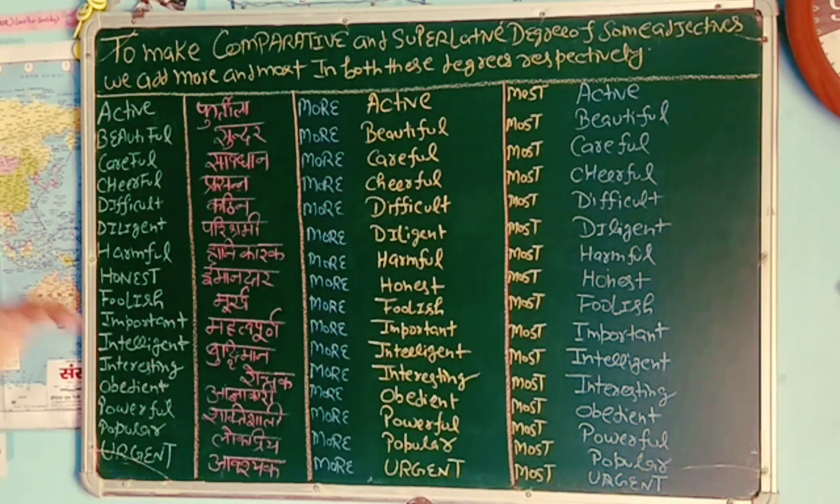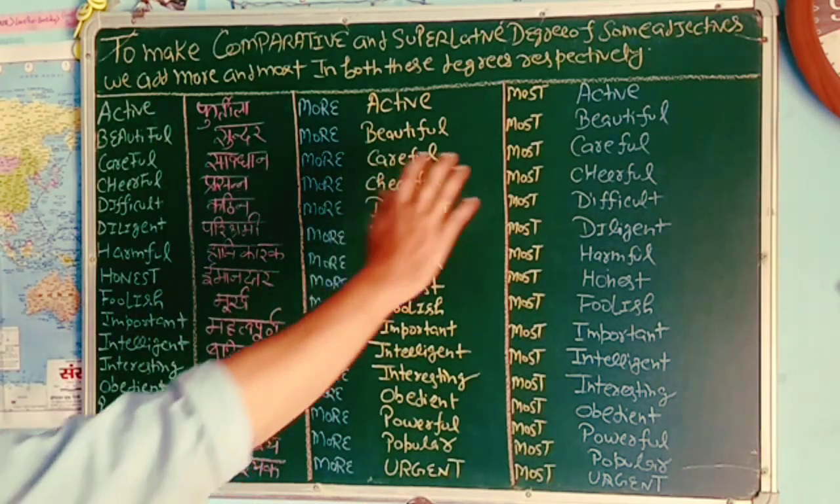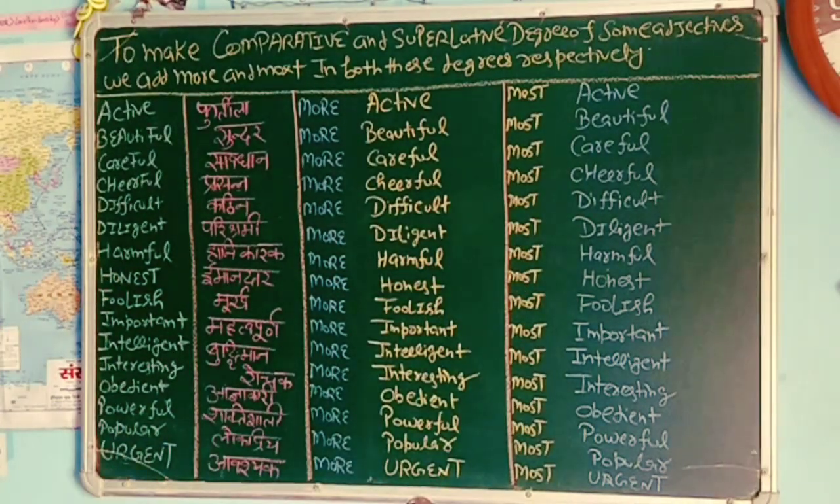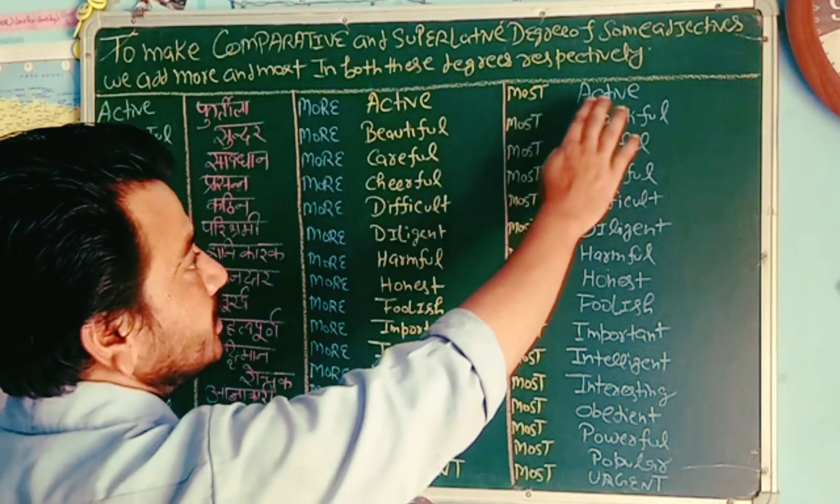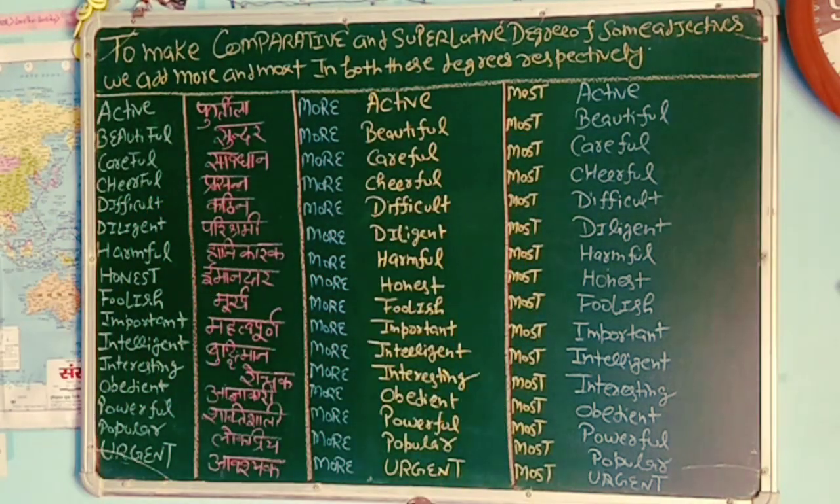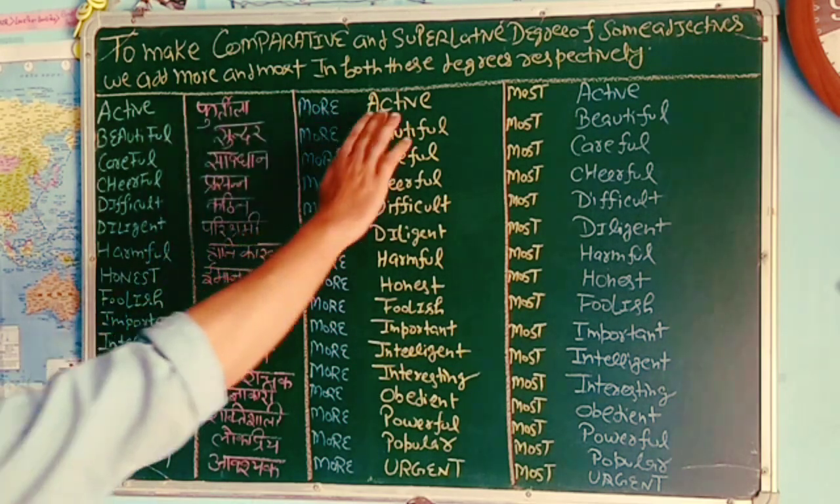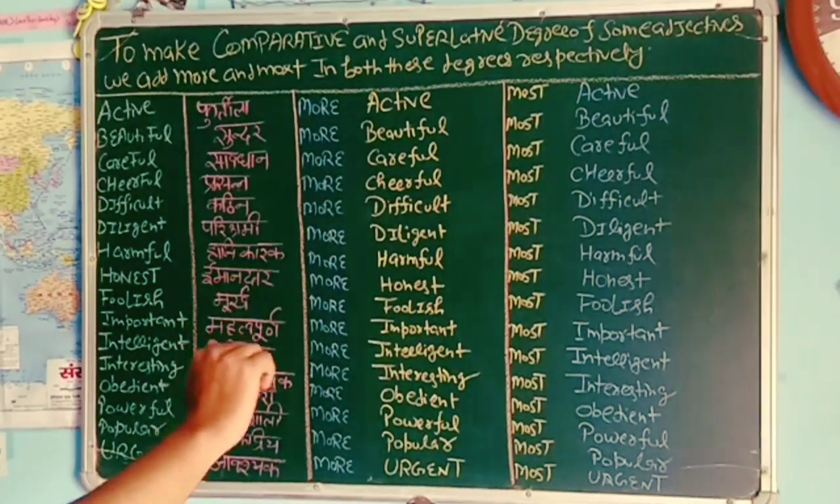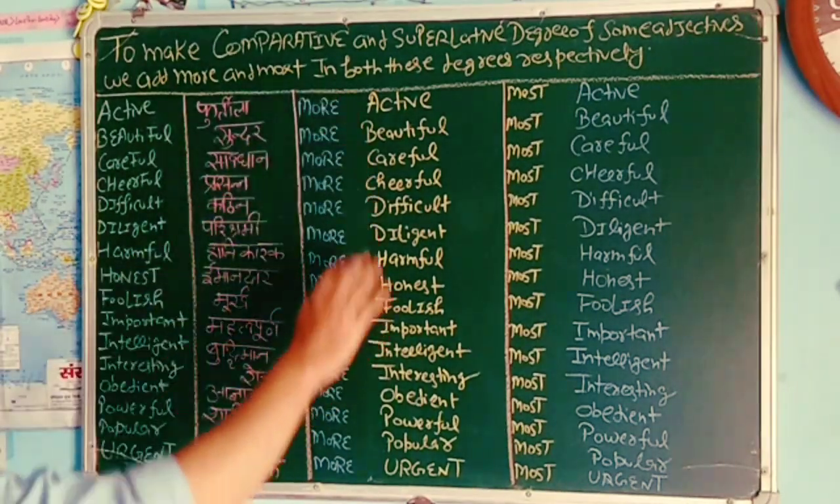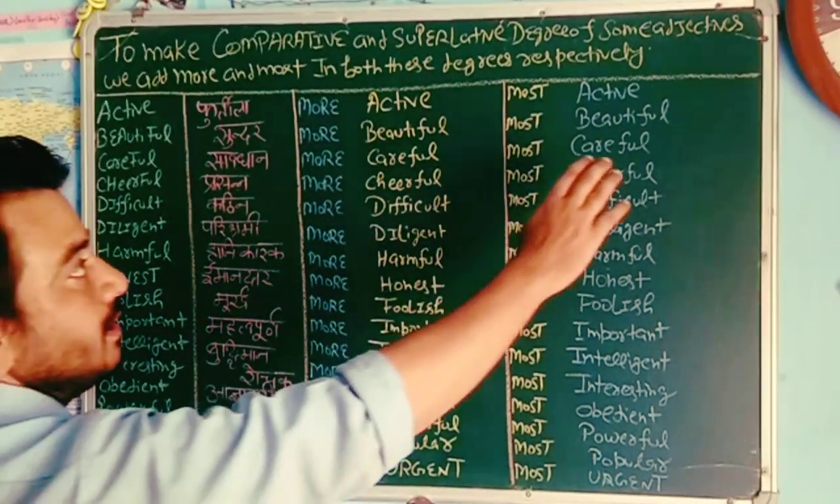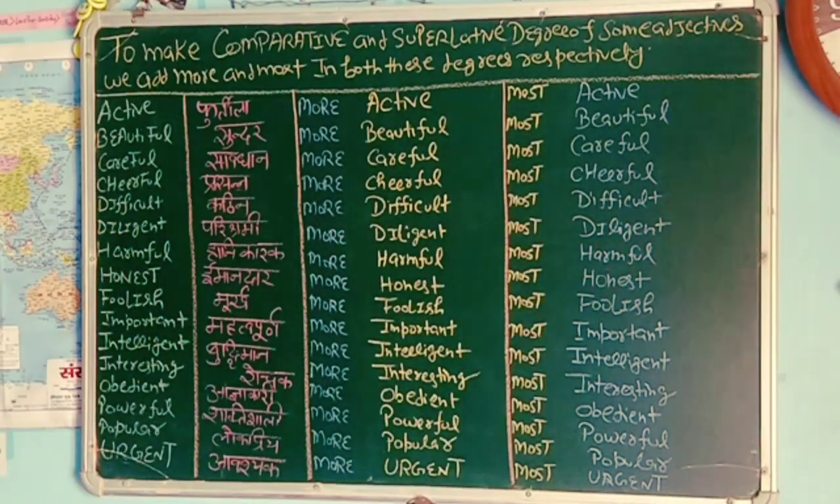Okay, and if we want to make superlative degree of this adjective, we add the word most before our adjective, so it becomes most active in our superlative degree. So our complete degree of comparison is active, more active and most active. So this is our comparative degree and this is our superlative degree.